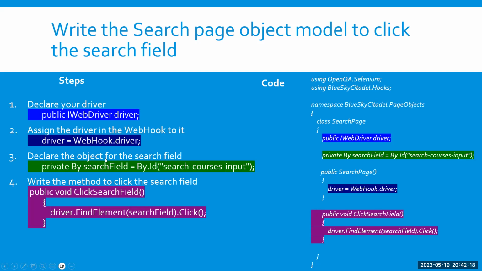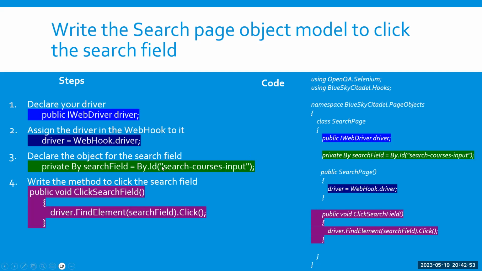Step 3 is to declare the object for the search field. We need to declare this, whether we want to declare the full object or we declare part of the object. If I say full object, that is where we start with the IWebElement. And maybe in our next training class, we will look at how to declare our full element. But for today's session, we will just declare part of it, which is private By searchField equals By dot. And one of the locators is ID. So you put the ID and you open and close your bracket.